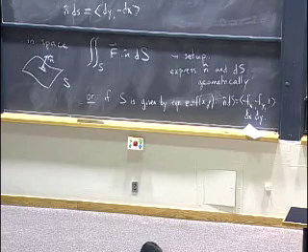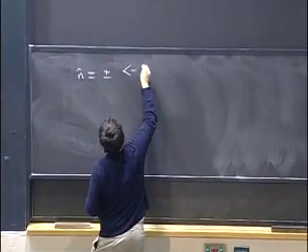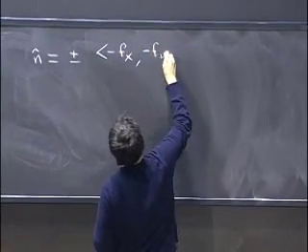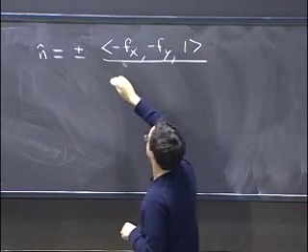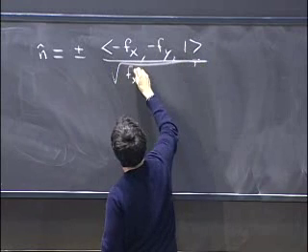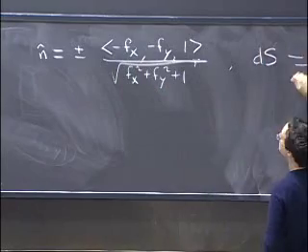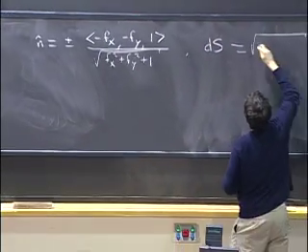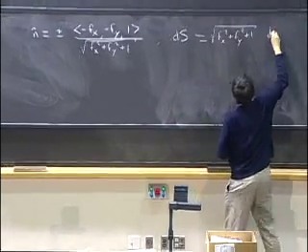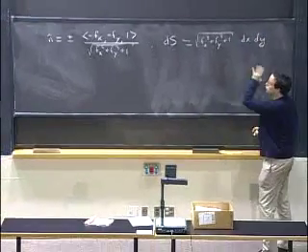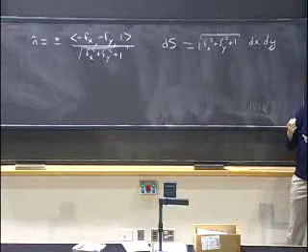So actually, n is minus f sub x, minus f sub y, comma 1, but scaled down to unit length. This is not a unit vector. So it's actually divided by the length of this guy, which is the square root of f_x squared plus f_y squared plus 1. And dS is that same factor times dx dy. And so, magically, the square roots cancel out when you multiply them together.